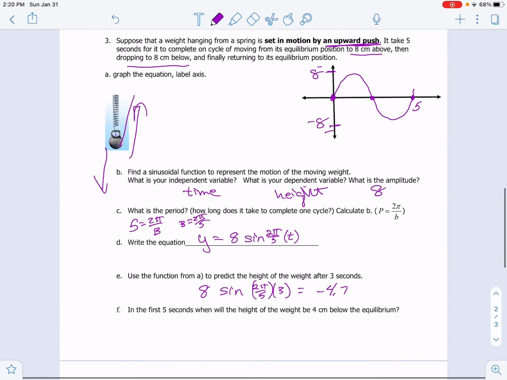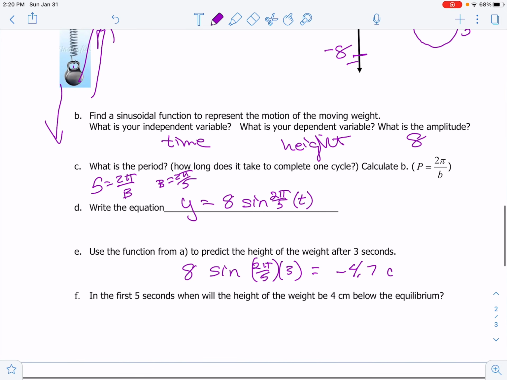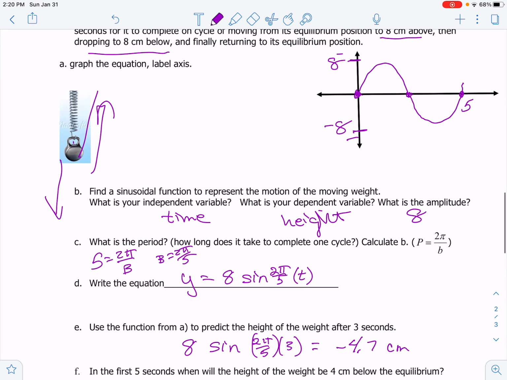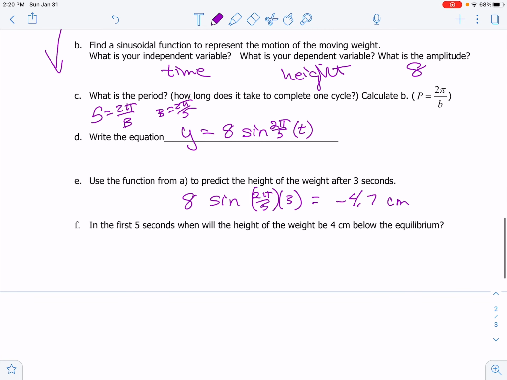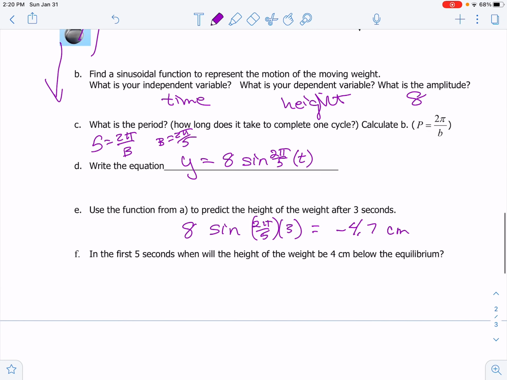Are we doing inches, centimeters? Must be centimeters. So after 3 seconds, it's down here, which is about right, because this is 2.5 seconds, right? So we did pretty good. All right, in the first 5 seconds, when will the height of the weight be 4 centimeters below equilibrium? So at this time, it's going to be negative 4 is equal to 8 sine 2 pi over 5t.